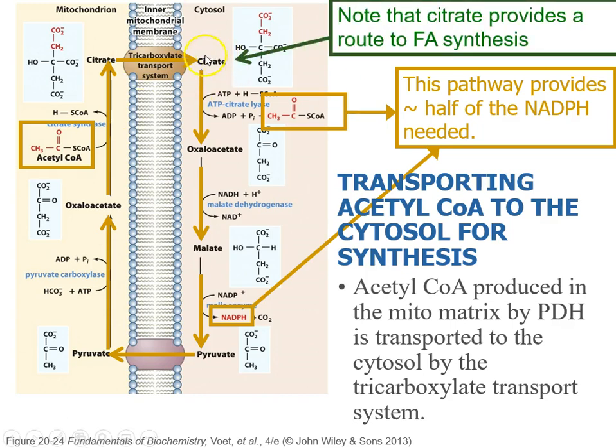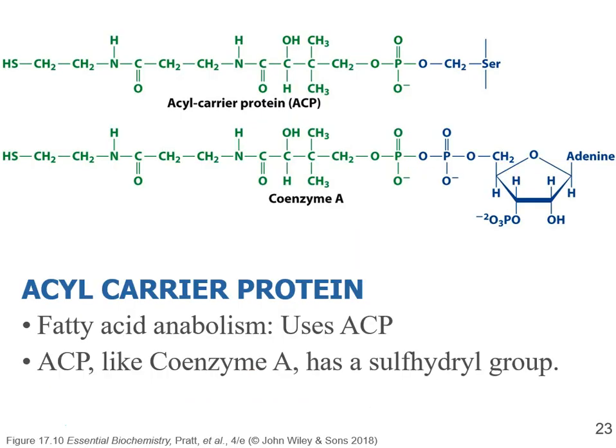So you should also notice that since citrate is part of this, citrate provides a route to fatty acid synthesis. So if citrate levels rise for any reason, we can get fatty acids from that direction as well. Okay, so we've already seen one thing that's different about fatty acid beta oxidation and fatty acid synthesis. When we break down fatty acids, that happens in the mitochondrial matrix, and when we synthesize them, that happens in the cytosol.